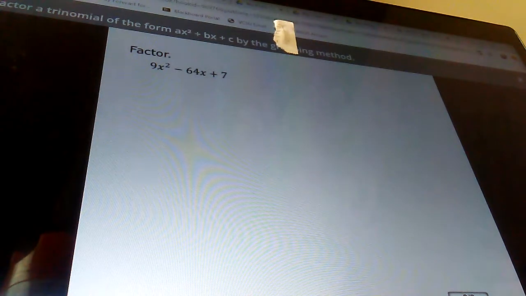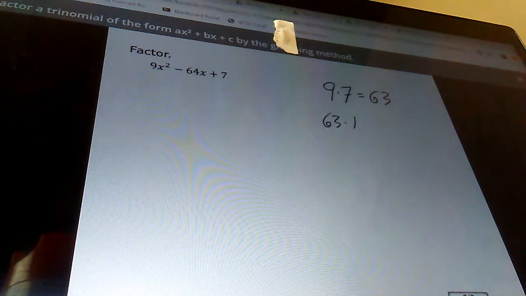Let's factor this trinomial by grouping. We have 9x squared minus 64x plus 7. There's no common factor other than 1, so to start, multiply the first coefficient and the constant term. 9 times 7 equals 63. We need to find two numbers that have a product of positive 63 and a sum of negative 64, the coefficient of the middle term.